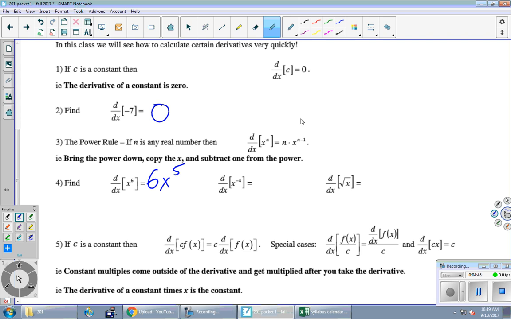This power rule works perfectly well for negative exponents as well. So what comes down? -4, we copy x and then subtract 1. 3 or 5? 5. Make sure, like, sometimes they go the wrong way when it's a negative. You are subtracting 1 regardless. -5 is correct.